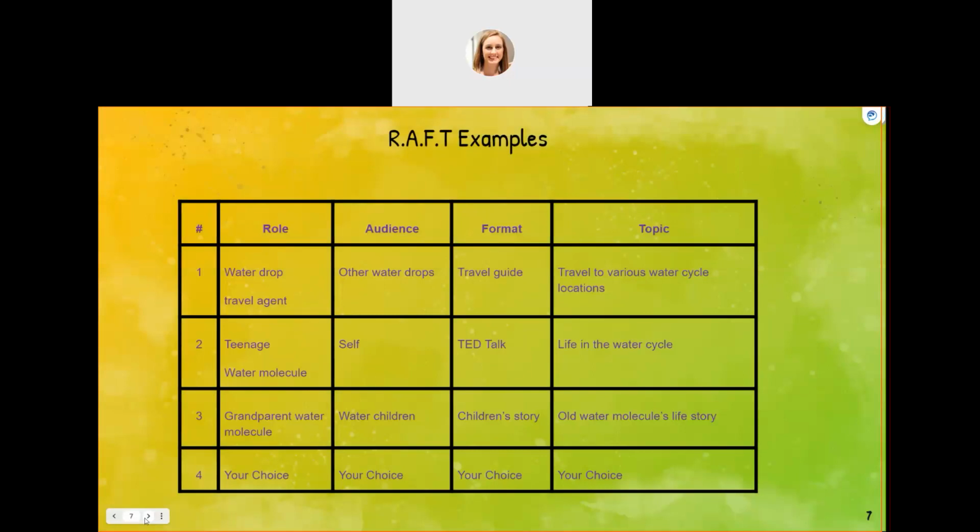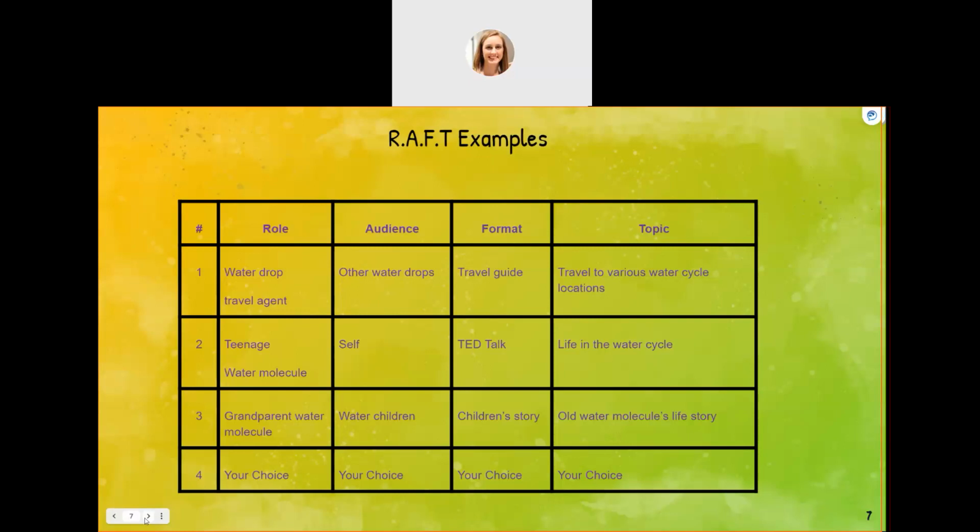Here's an example of a RAFT that revolves around the water cycle. In this, the students are given four choices and they would go across the row. So if they chose option number one, they would assume the role of a water drop travel agent. Their audience would be other water drops. The format would be a travel guide. So the students will actually create a travel guide. And the topic is travel to various water cycle locations. So they will put themselves in the perspective of the water drop travel agent to complete the travel guide.